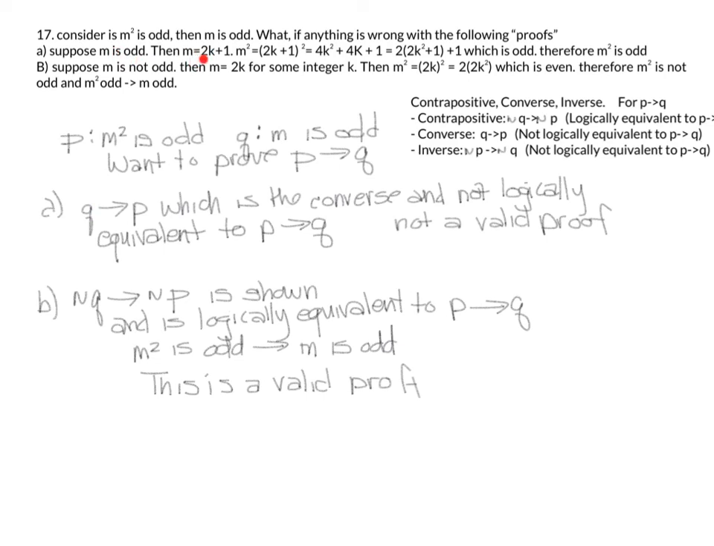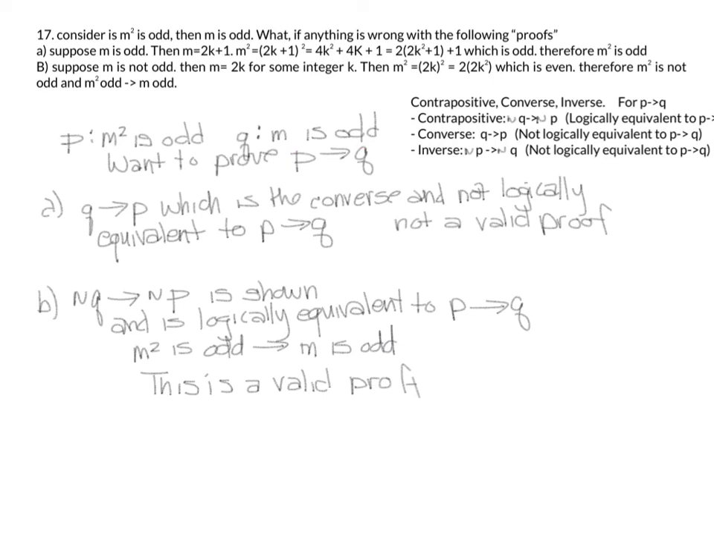Then it has m written as an odd number, which is 2k plus 1. It goes to m squared, and it does this algebra, which is odd. And then they say, therefore, m squared is odd. In other words, that q implies p. Even if this is a true statement, q implies p is the converse of our original implication and is not logically equivalent to the original implication, so it is not a valid proof of our original implication. So again, even if this is a true statement, it's not a valid proof of p implies q.